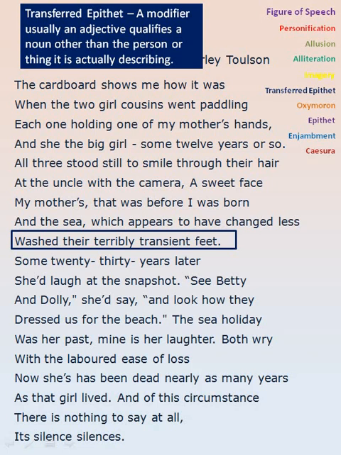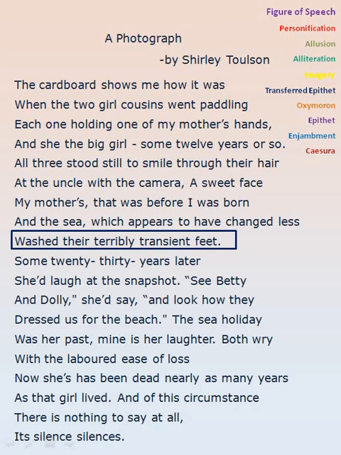Transient feet, here the word transient means that which is not permanent, which means temporary. So when the poet says transient feet, she doesn't mean that the feet are temporary. In fact, she wants to mean that life is temporary in the world. So hence the adjective transient refers to life and not feet. Hence the figure of speech used here is transferred epithet.